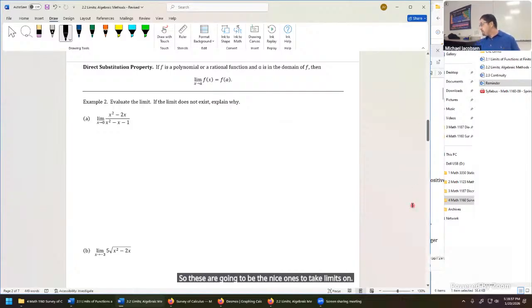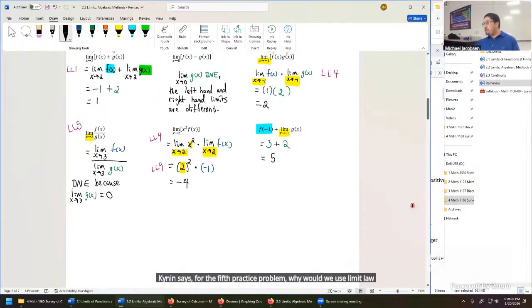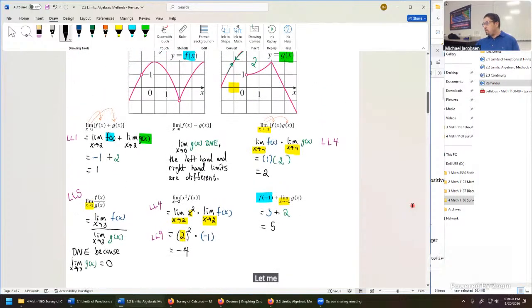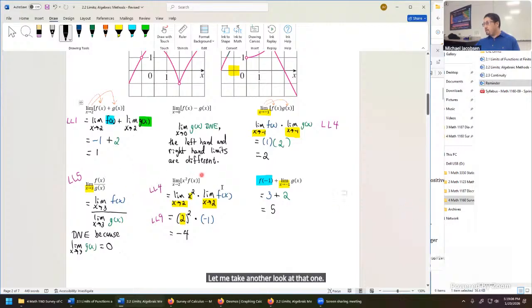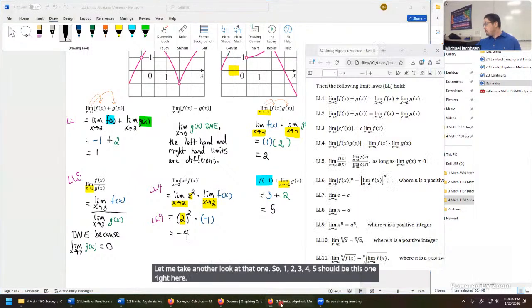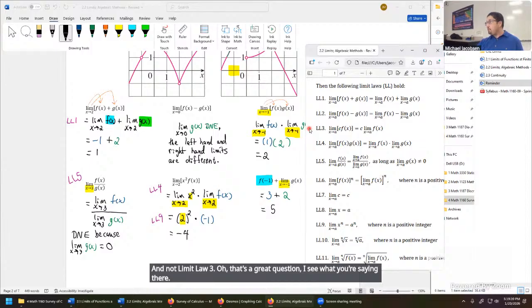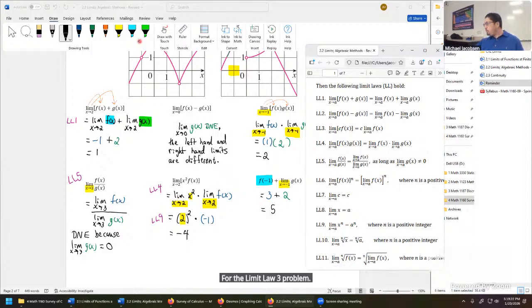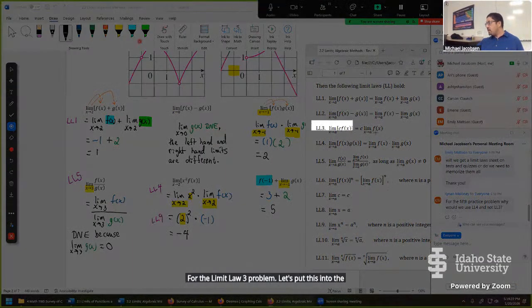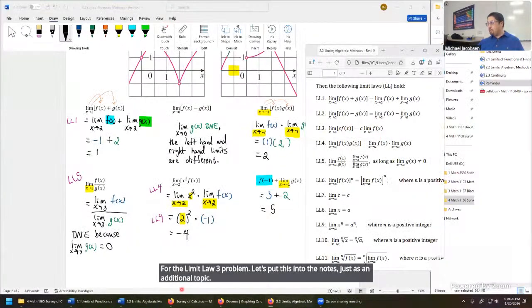Tynan says for the 5th practice problem, why would we use limit law 4 and not limit law 3? Well, let me take another look at that one. So 1, 2, 3, 4, 5 should be this one right here. And on the limit laws, use limit law 4 and not limit law 3. Oh, that's a great question. I see what you're saying there. For the limit law 3 problem, let's put this into the notes just as an additional topic so we can see the difference between the two of them.